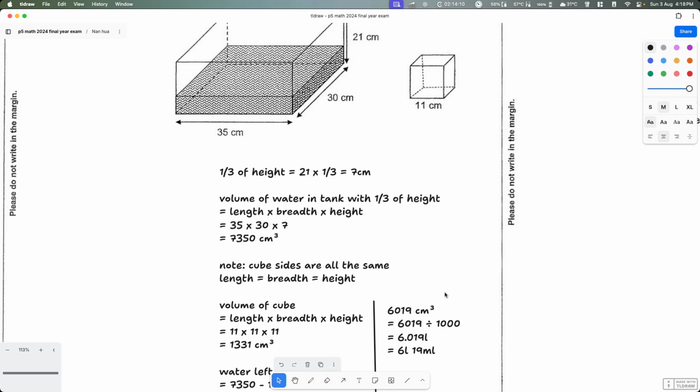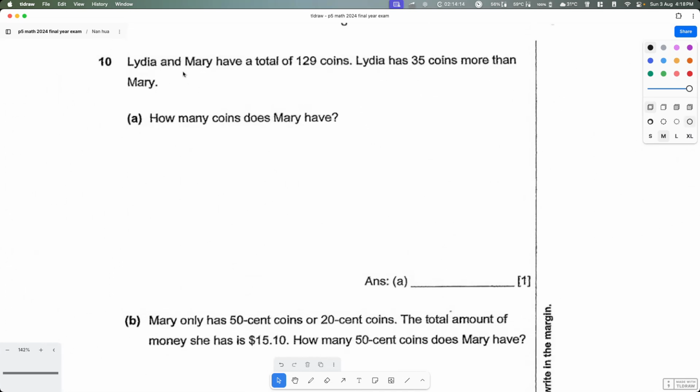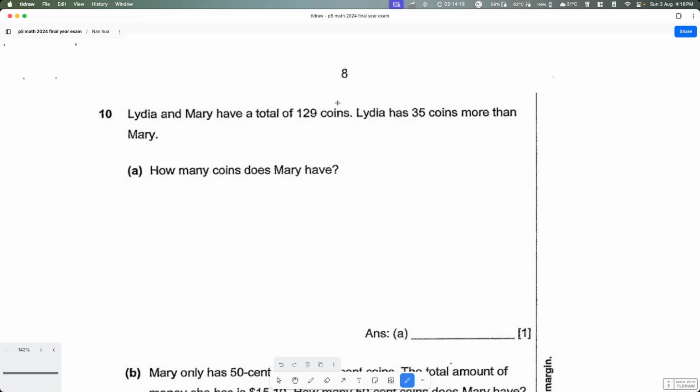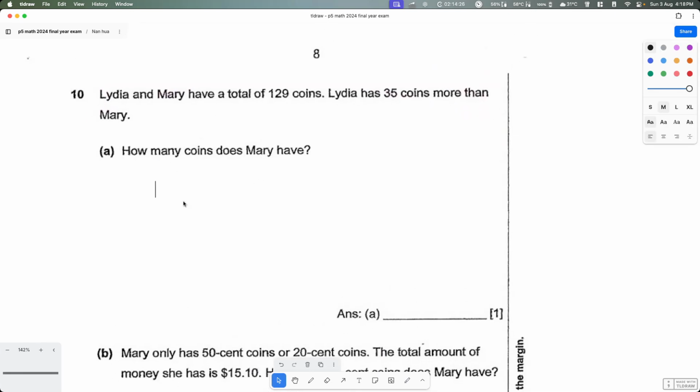There you go. All right, let's move on to question number 10. Question 10 says Lydia and Mary have a total of 129 coins. Lydia has 35 coins more than Mary. How many coins does Mary have? So I think it's pretty straightforward. Lydia has 35 more coins.